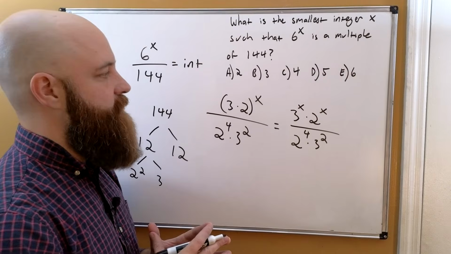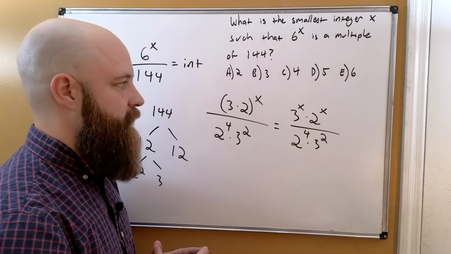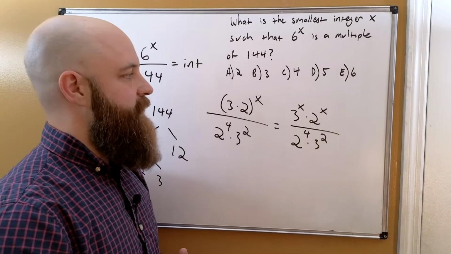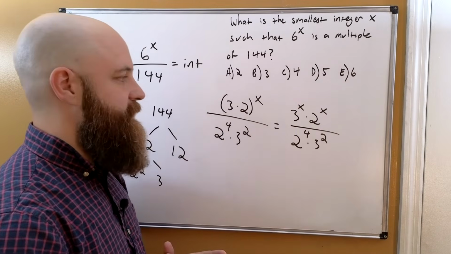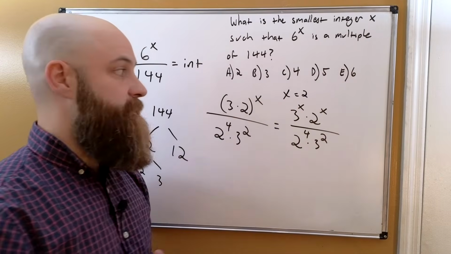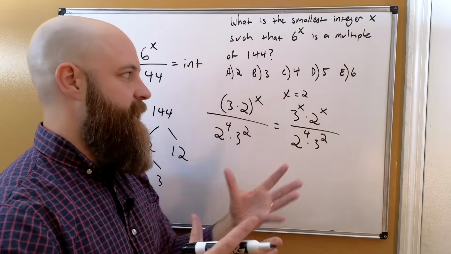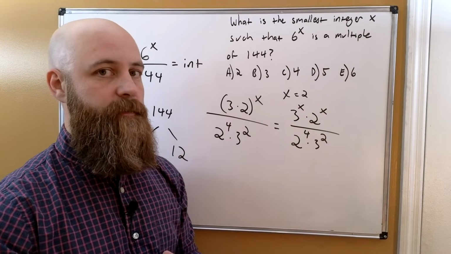Okay, so now I'm asking myself, what's the smallest value of x so that this thing on top is divisible by this thing on the bottom? So I'll start maybe with the 3's, 3 to the x. What's the smallest value of x that would allow 3 to the x to be divisible by 3 squared? Well, obviously x is going to have to be at least 2 for that to be true. Now, could it be bigger than 2? Sure, that would still work. 3 to the third divided by 3 squared is still going to give an integer, but at the very least, x has to be 2.